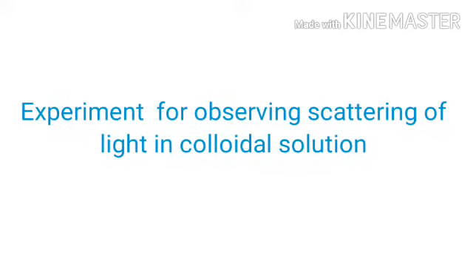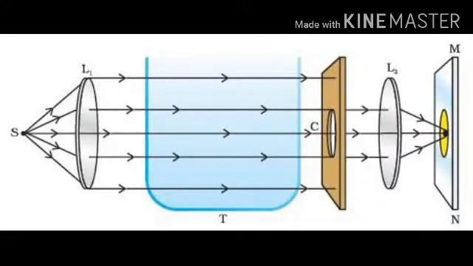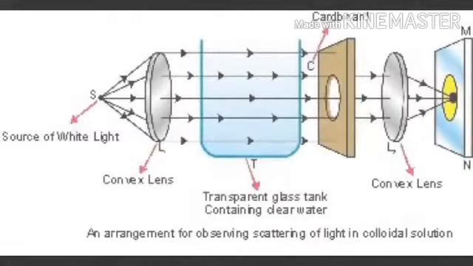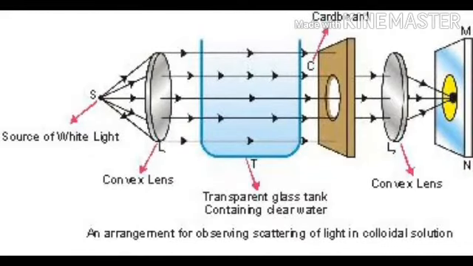There is an experiment for observing scattering of light in a colloidal solution. This is the figure from your NCERT book, and in this the tank contains clear water. Now let us see what the arrangement is like. The source of white light, a convex lens, a transparent glass tank, cardboard, a convex lens and a screen. When the white light is passed through the setup, after completing its path, we see that the light is observed on the screen.